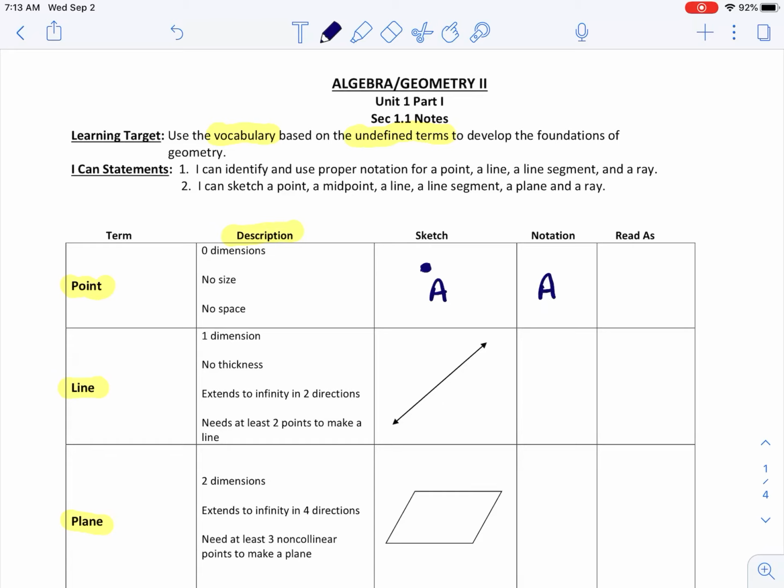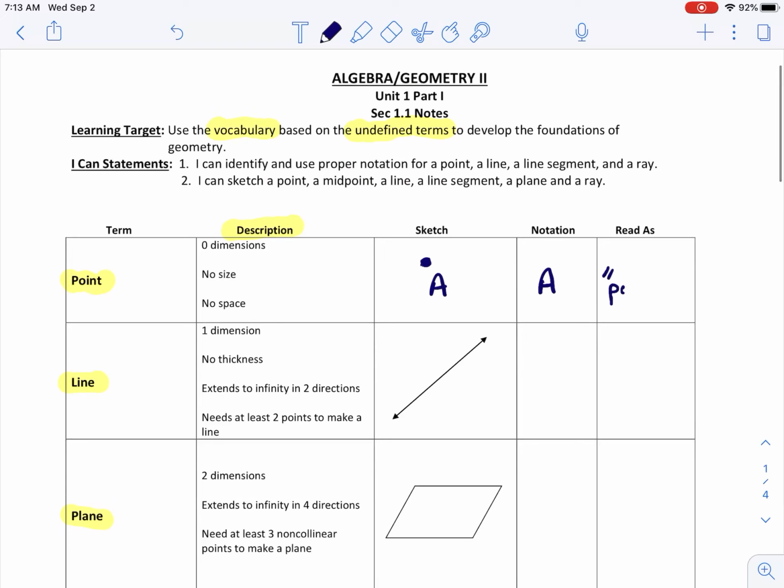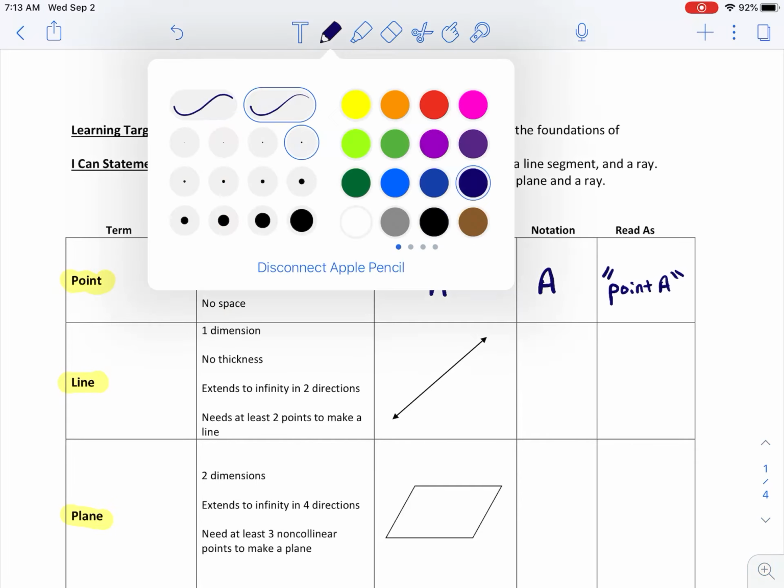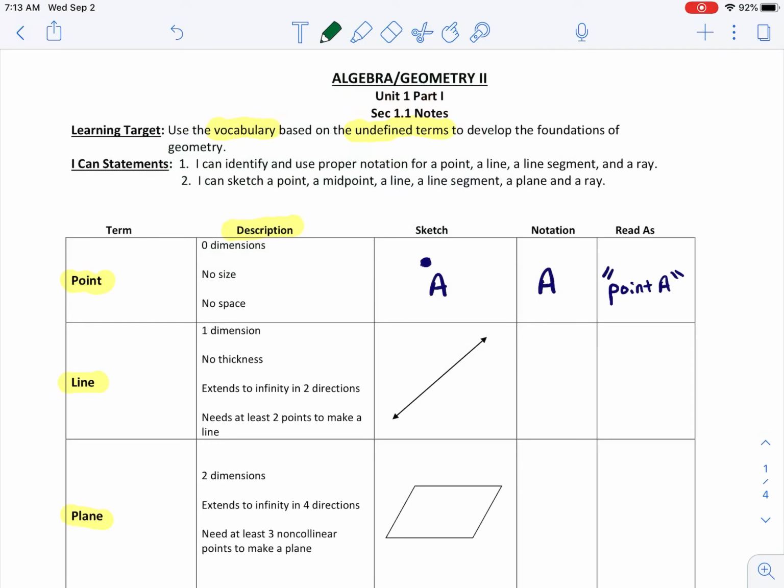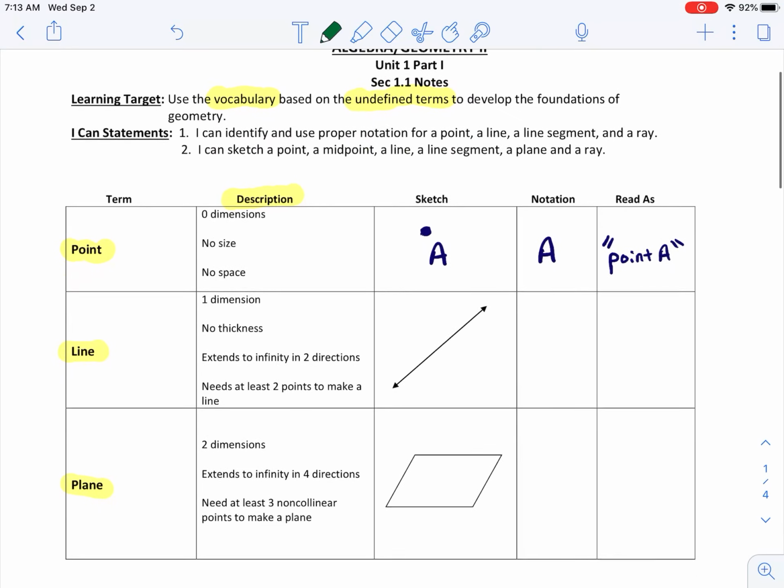Our notation for this would just be that capital letter. Sometimes you'll see people write out point A, but that's not necessary. You can just do that capital letter, what you name it, and how we read it as. So out loud, if I were to see that notation, I would be saying point A. So that is point. And I'm sure you're familiar with this, but it is one of our big 3 undefined terms. The next one is line.